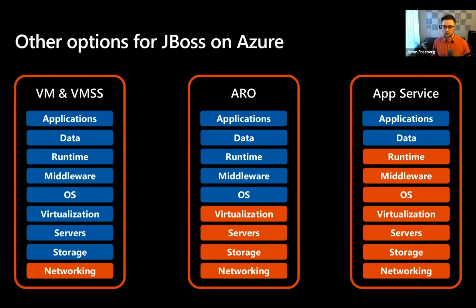The other option is Azure Red Hat OpenShift, a jointly supported offering similar to JBoss on App Service. And of course, you can run JBoss applications on ARO as well. And now JBoss on App Service, we talked about that all today, so I don't think we need to go over that again.